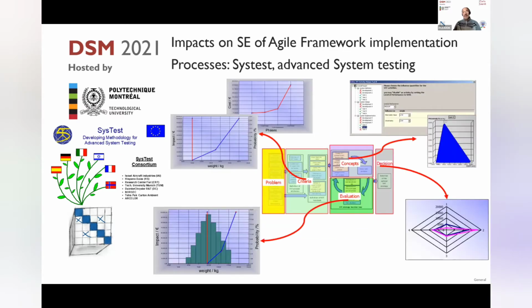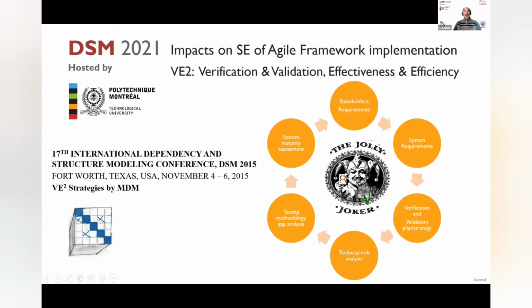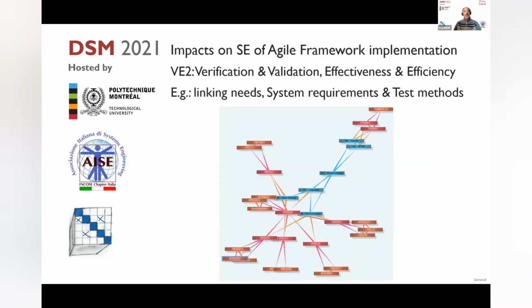There were once again tools and methodologies to be used. And so I came to something I call VX square, that is verification and validation effectiveness and efficiency. That is a way to re-estimate the efficiency of the verification and validation strategy during the development. And so that was performed by DSMs. I already presented this at one of the previous conferences, but this work is ongoing. For example, here I'm linking needs, system requirements, and test methods. And this work evolved.